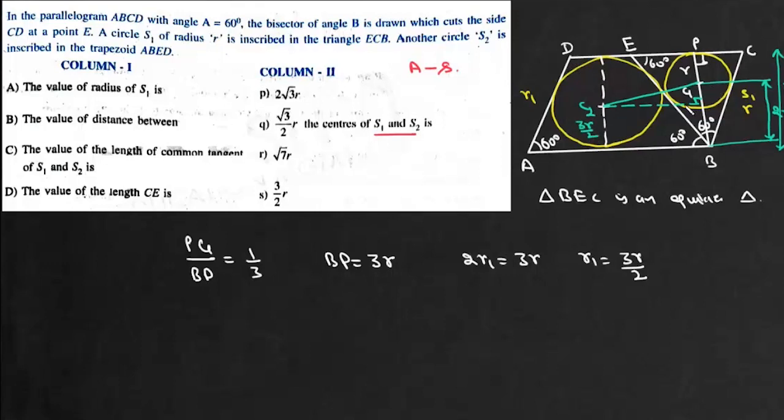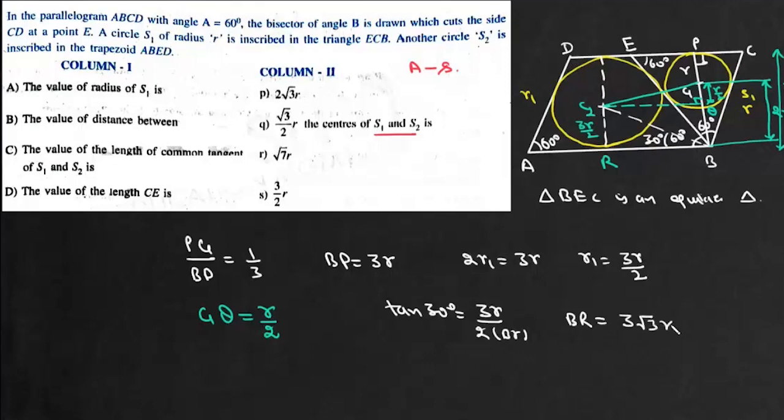So this distance is r by 2. And say this point is Q. So the value of C1Q is r by 2. Now we have to find the value of C2Q, and let this point be R. So what we'll do is we'll join this center with B. Now this angle is 60, so this angle will be 30 degrees. Then we can write tan 30 is 3r by 2 into BR, or BR will be 3 root 3 r by 2. Now BR is the same as C2Q.